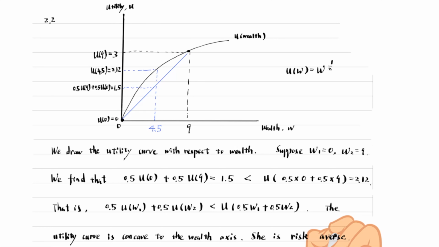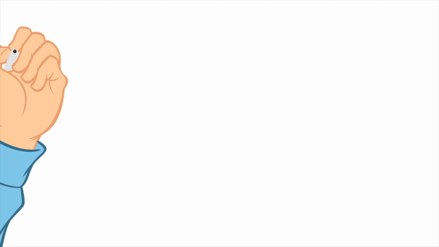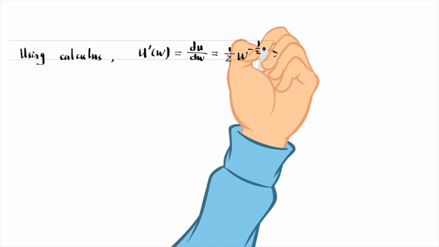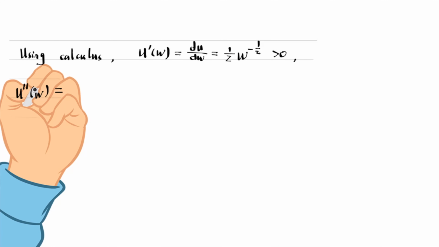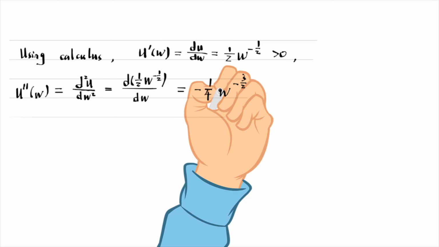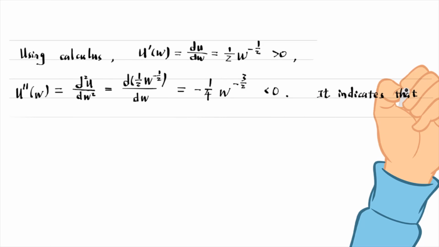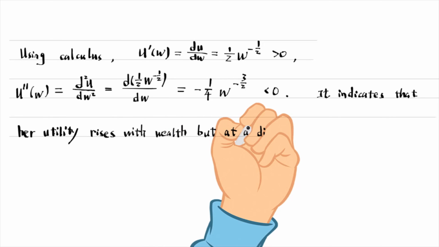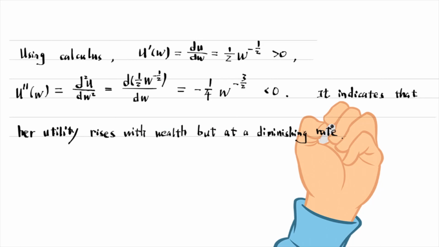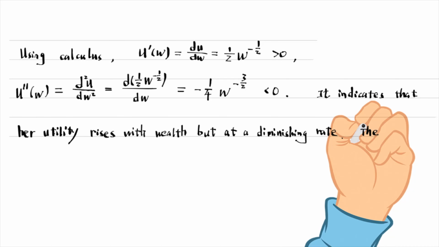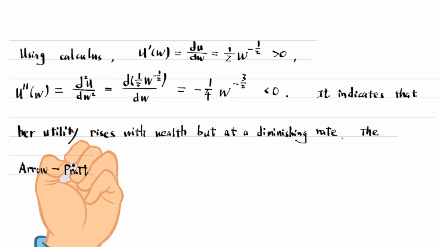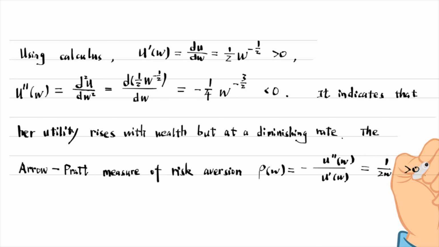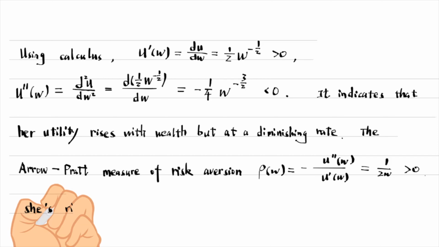Using calculus, we find that the first derivative of the utility with respect to wealth is positive, but the second derivative is negative. It implies that her utility rises with wealth, but at a diminishing rate. It corresponds to a concave utility curve. We can also calculate the Arrow-Pratt measure of risk aversion. It is positive, meaning that the individual is risk-averse.